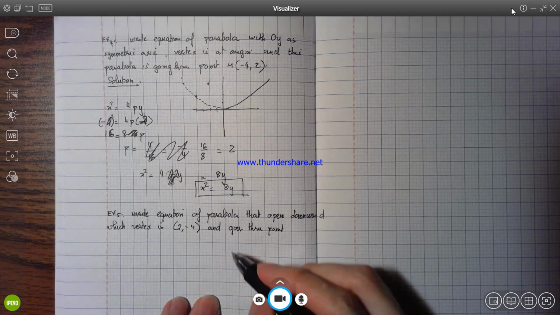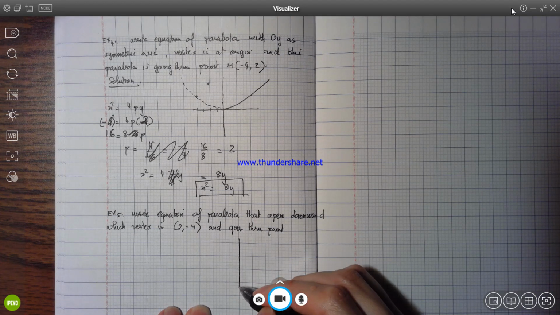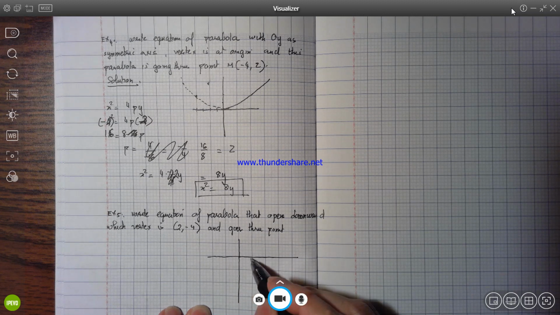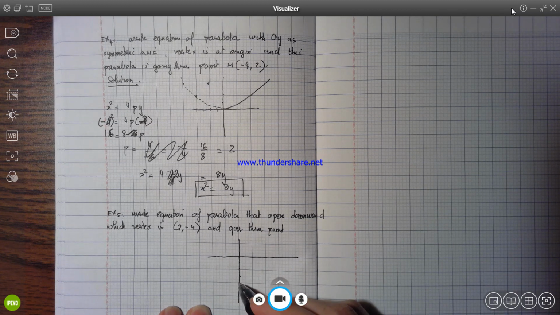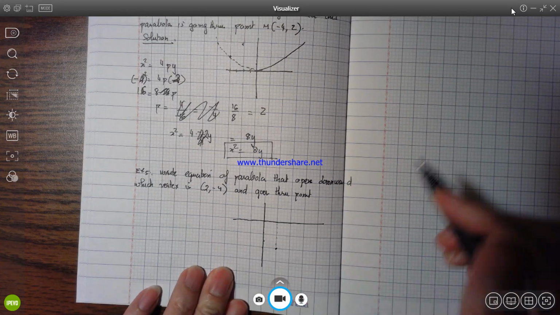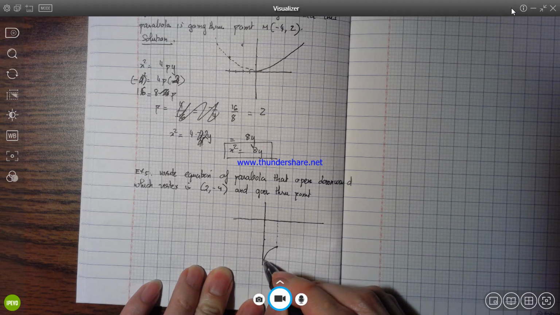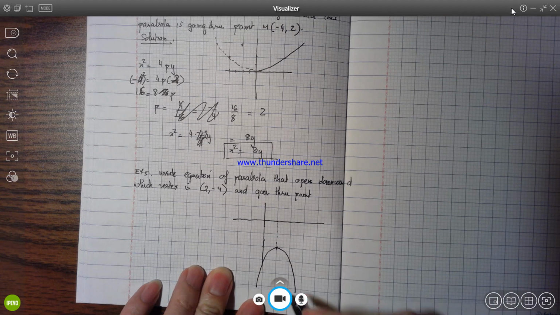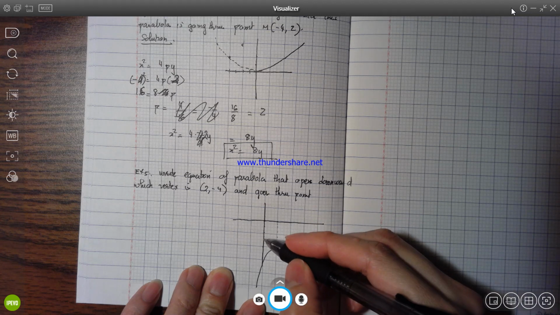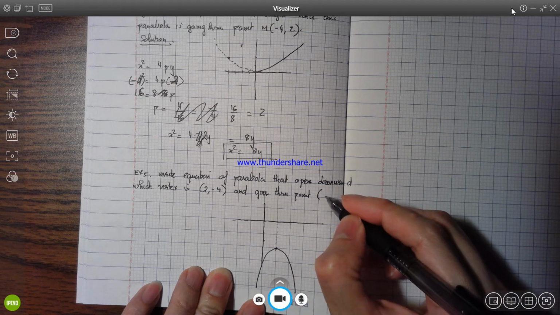So (2, -4) is right over here: 2, and -4 right here. So this is the vertex, and the parabola looks something like this. And it goes through the point (0, -6).